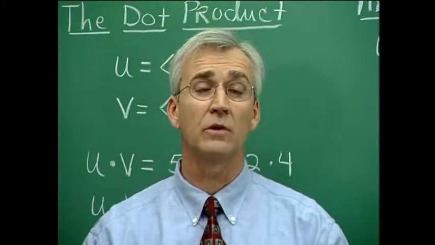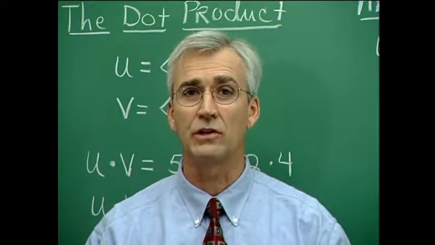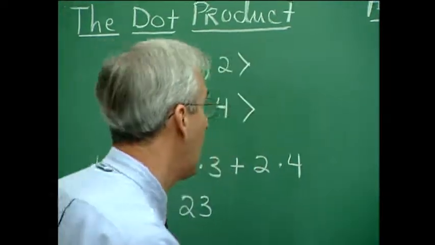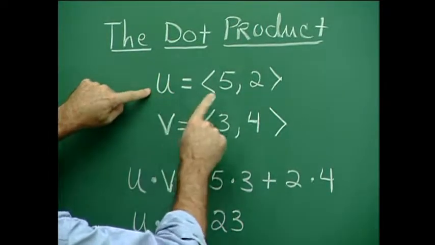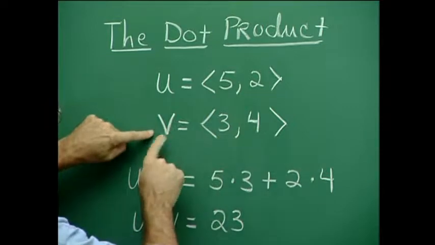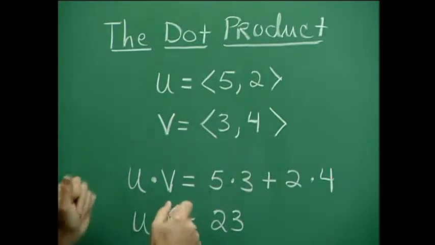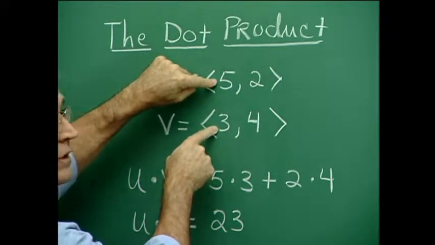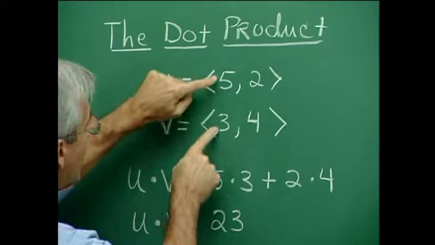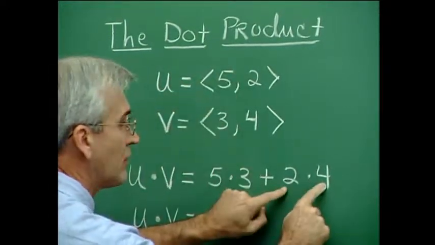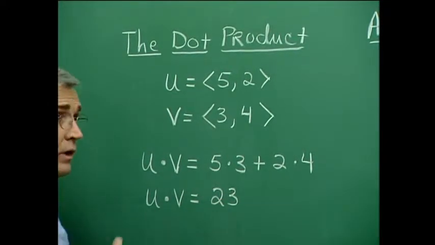We begin this section with a discussion of a new operation on vectors, and then we'll talk about how that operation is useful. The operation is called dot product, and we make the calculation like this. Suppose vector u in component form is 5, 2, and v in component form is 3, 4. The dot product of u and v is found by multiplying items that are in corresponding positions and adding those products. So it's 5 times 3 plus 2 times 4. And collecting here, we find the dot product of u and v to be 23.